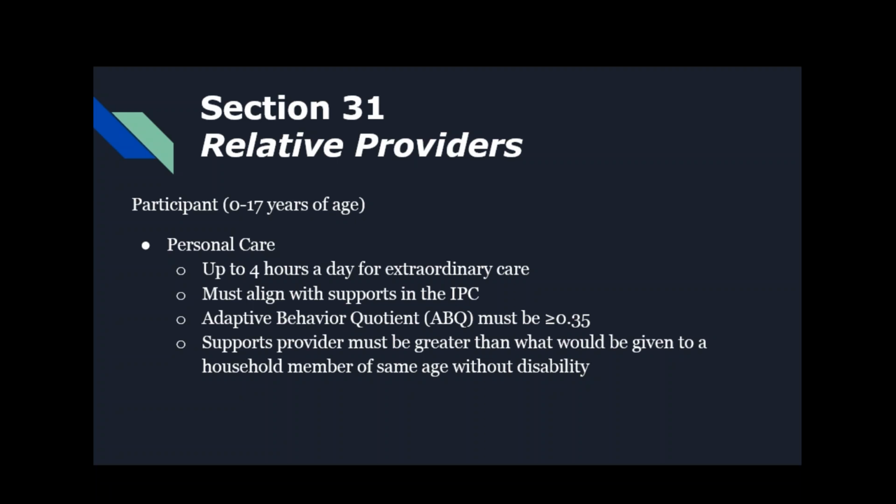Extraordinary personal care does align with the AB quotient, or the ABQ, adaptive behavior quotient, that's also indicated in the slide. And the supports provided by the relative, which are ADLs or IADLs, which means activities of daily living or instrumental activities of daily living, have to be greater than the supports that would be given to another household member of the same age without a disability or illness, and is for their health and safety, again, as indicated in the slide.